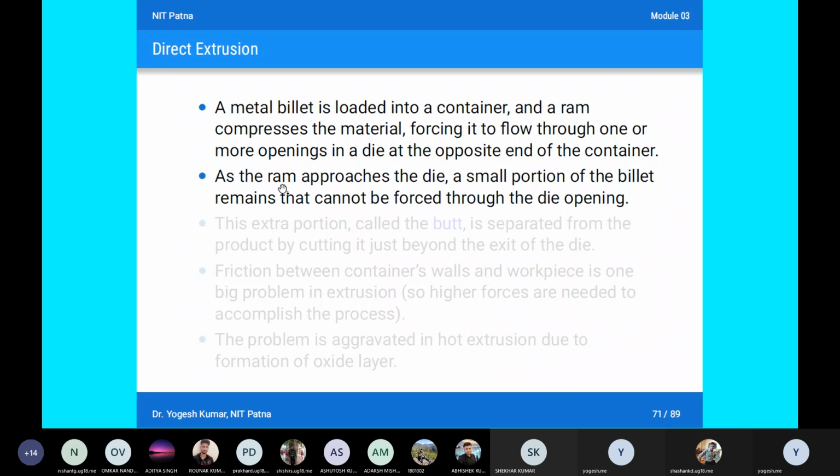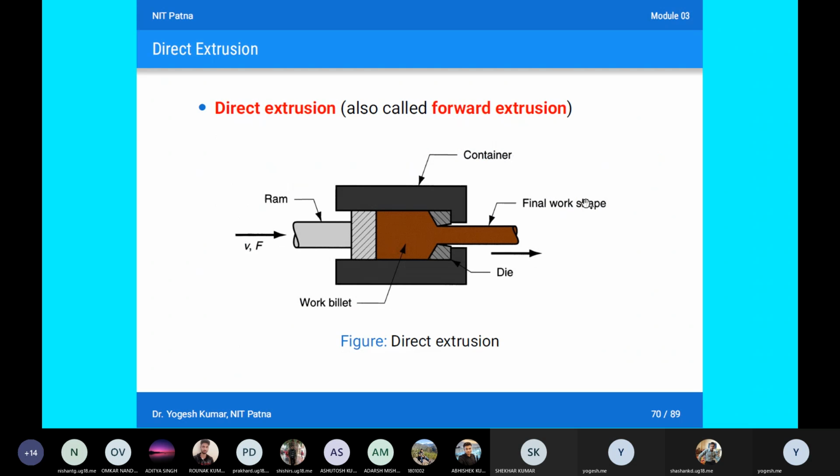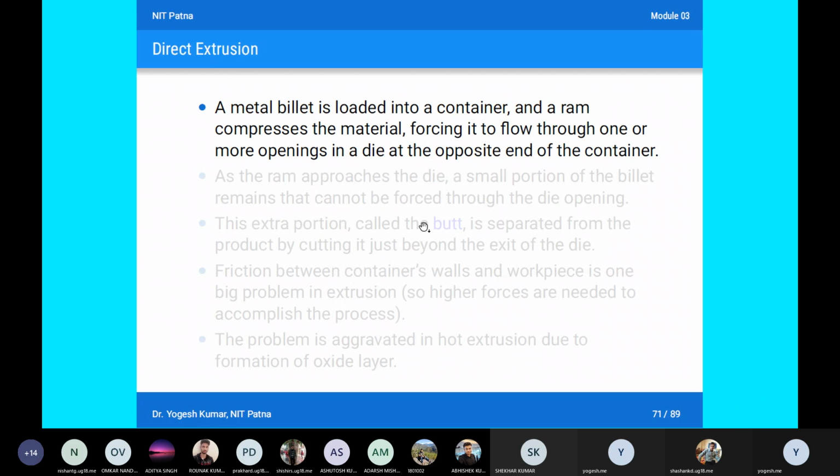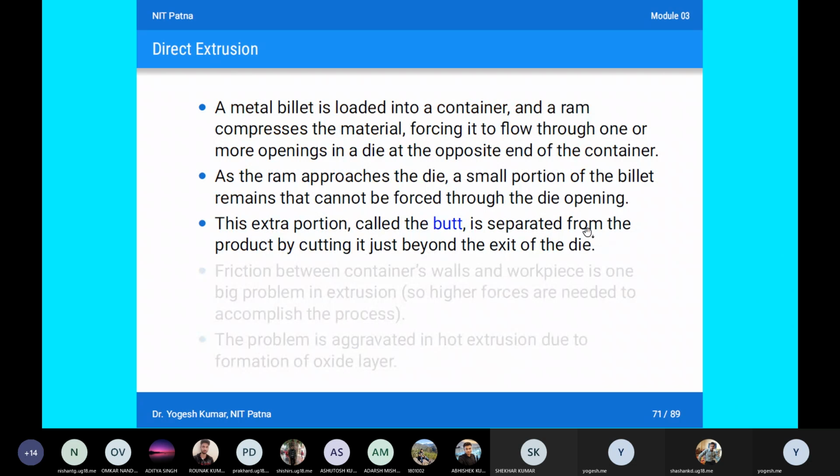Then there is the second point. As the ram approaches the die, a small portion of the billet remains that cannot be forced through the die opening. As this ram reaches near this die, there is some portion of the work billet that cannot be forced to flow through this die opening. This extra portion is called the butt, which is already explained to you, and is separated from the product by cutting it just beyond the exit of the die.